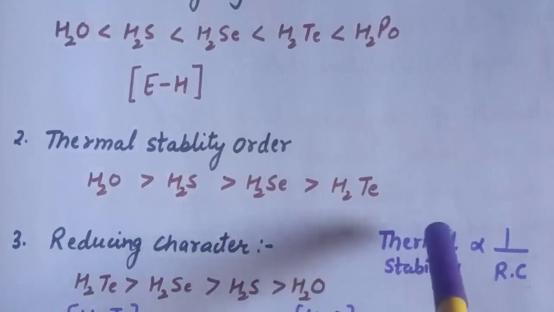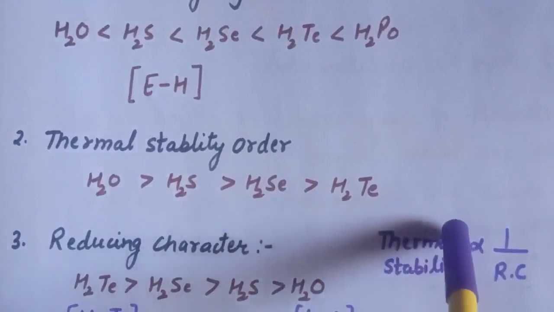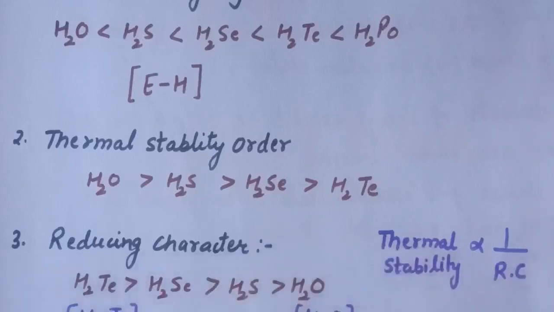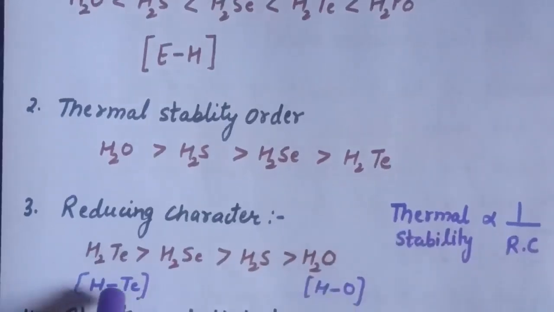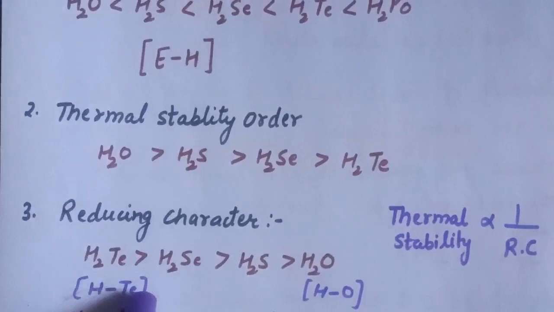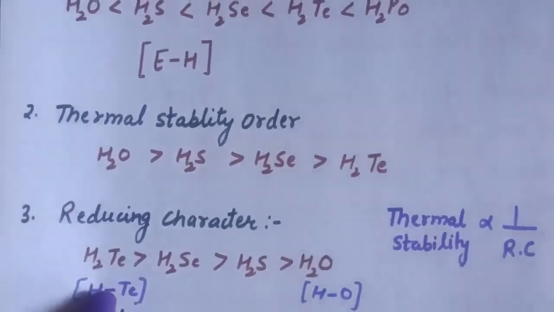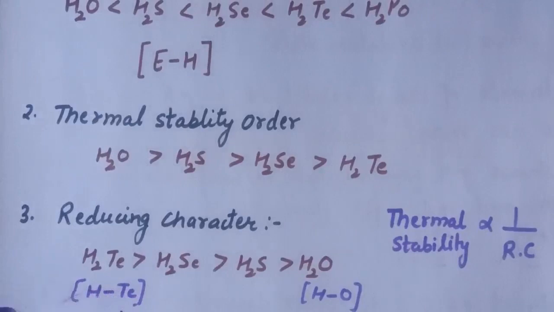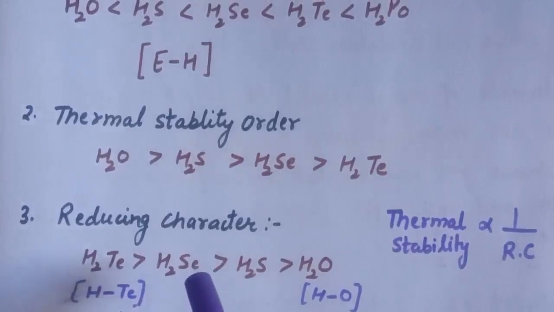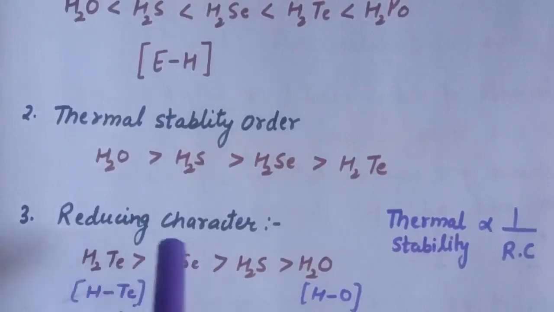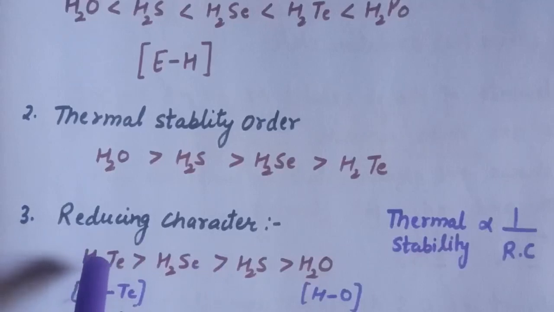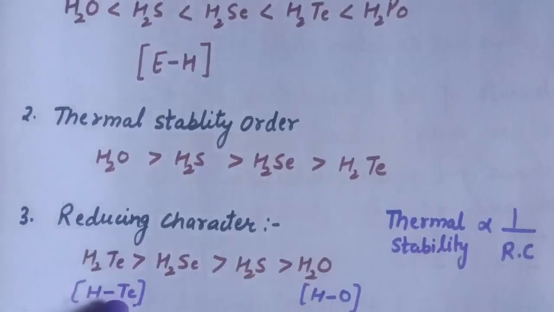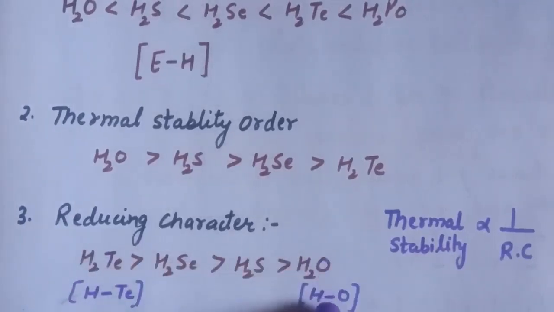The hydride which is thermally stable has less reducing character, because again reducing character also depends upon the strength of the H-E bond, and the hydride in which the H-E bond strength is weaker will behave as a good reducing agent, or has good reducing power. So in the hydrides of group 16, H2Te has the most reducing character, whereas H2O is least reducing.